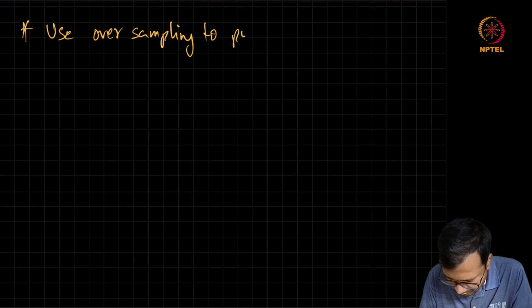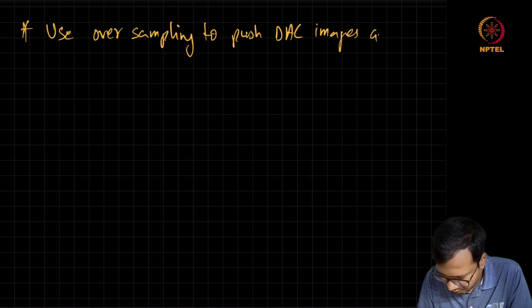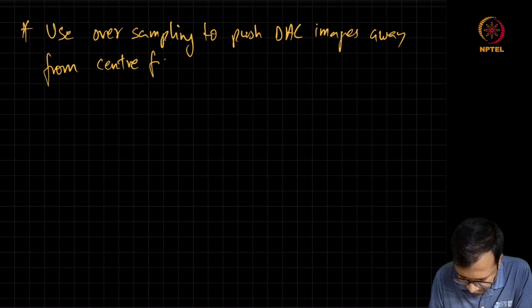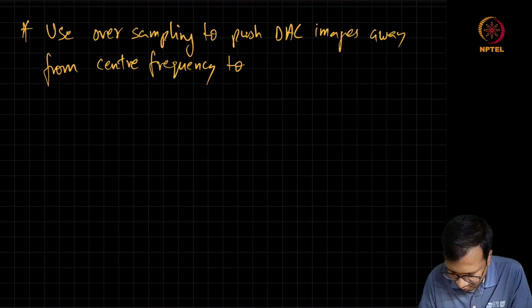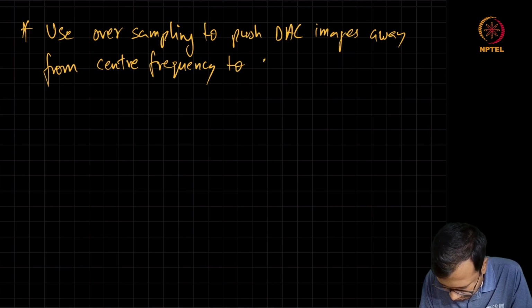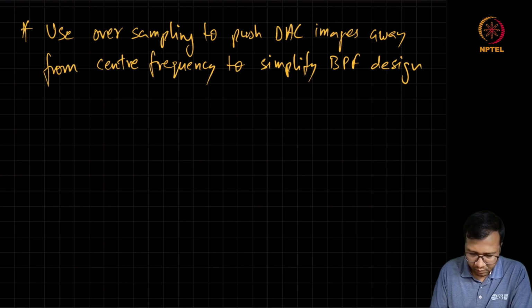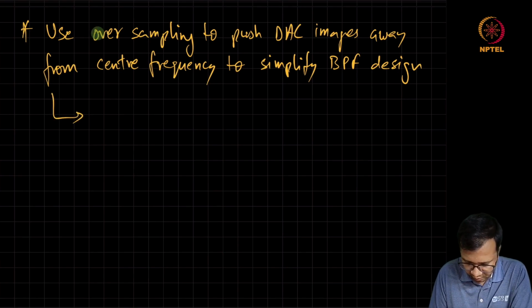We use oversampling to push DAC images away from the center frequency to simplify BPF design. Okay, so oversampling.